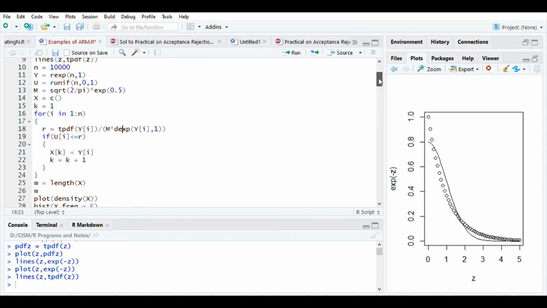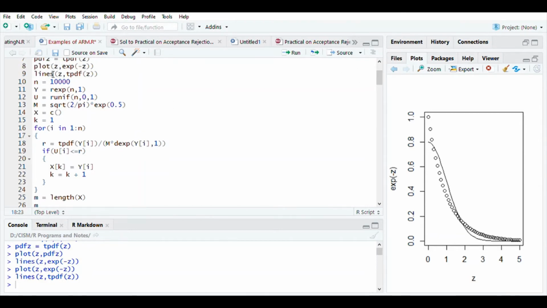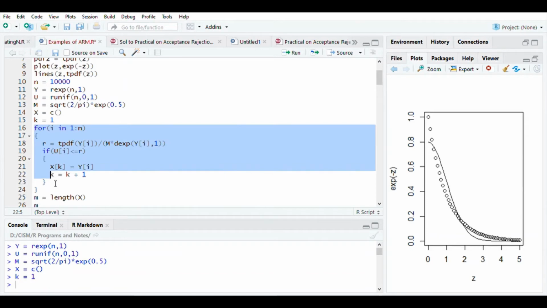So let us see how it works. Let me explain it again. Sample size is 10,000. 10,000 values we have generated from the proposal, 10,000 values from uniform, then the upper bound we have computed, then the vector in which the values are to be stored, and the counter is initiated here. And then the rest of the code is really simple. So let us run this code.